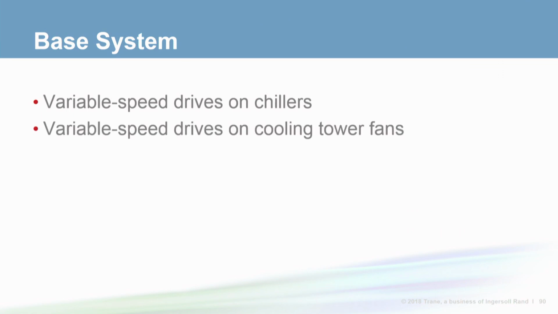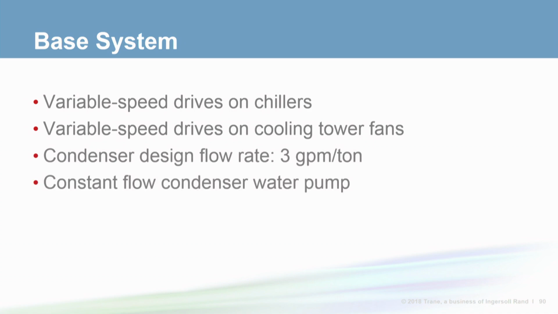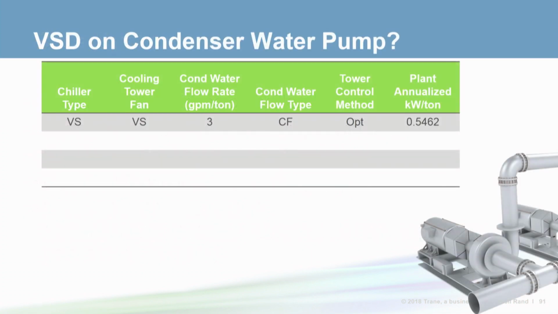Let's look at the examples we shared in 2013. We'll start with a system that has variable speed drives on chillers, variable speed drives on cooling tower fans, condenser design flow rate of 3 GPM per ton, a constant flow condenser water pump, and control to arrive at a cooling tower set point that minimizes the sum of chiller plus tower fan energy. This plant is already pretty good, just under 0.55 kW per ton annualized performance for the chiller, condenser water pump, and cooling tower fan.